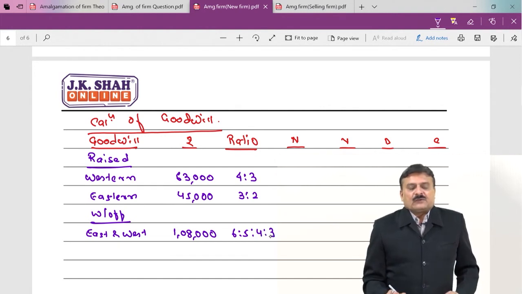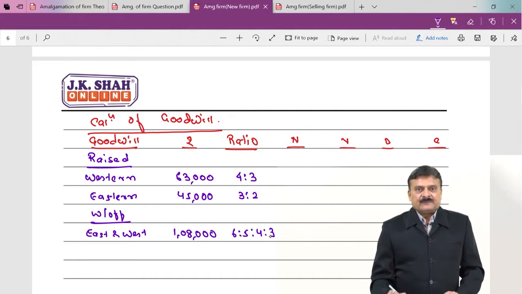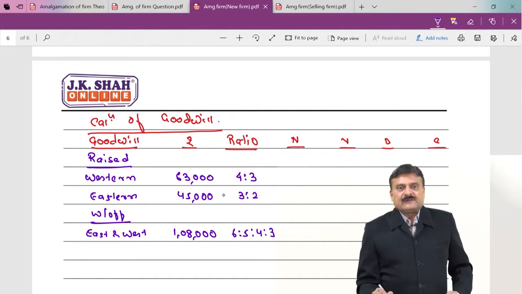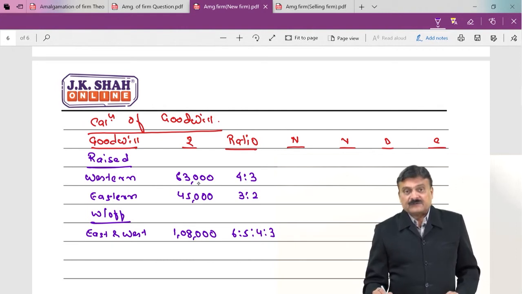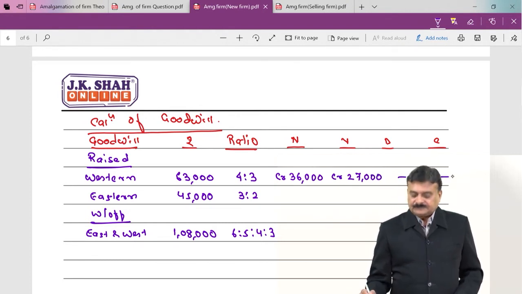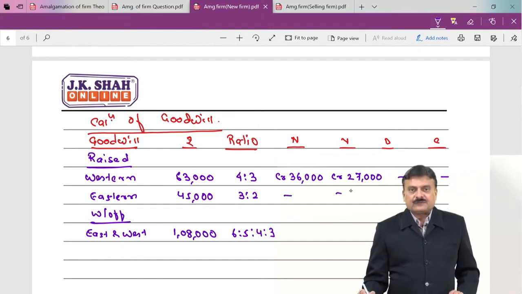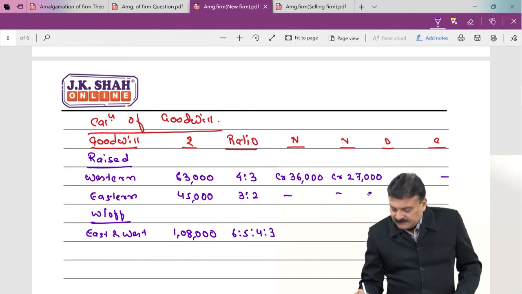When you raise goodwill, you know it very well, partners capital will be credited. When you write off goodwill, partners capital will be debited. We take the first one, 4:3, 4/7, 3/7 of 63,000. So, credit 36,000 and credit 27,000. Nothing in Das and Chatterjee. Eastern will be credited in Das and Chatterjee 3:2. So 27,000 in Das, and Chatterjee credited by 18,000.